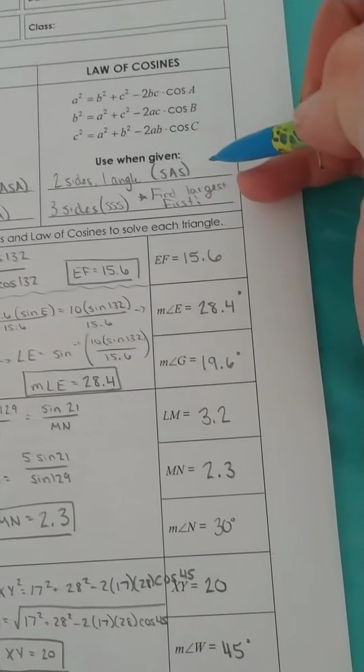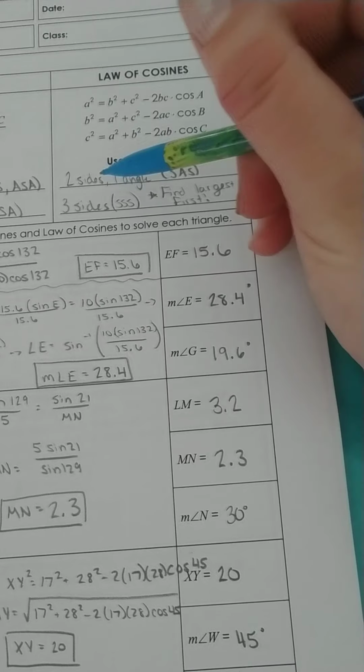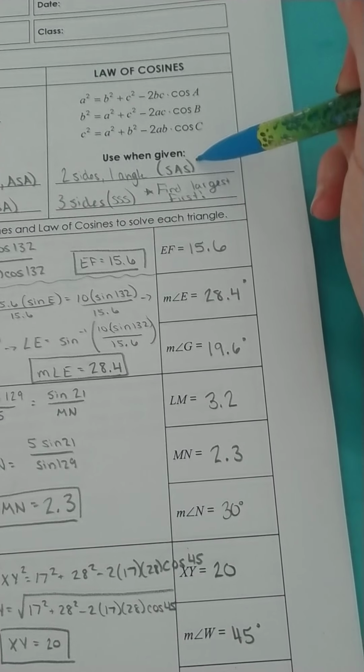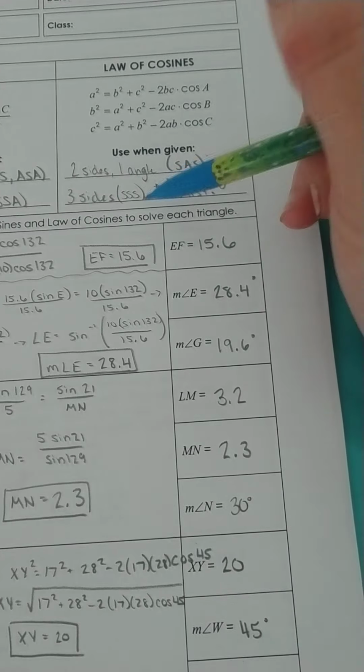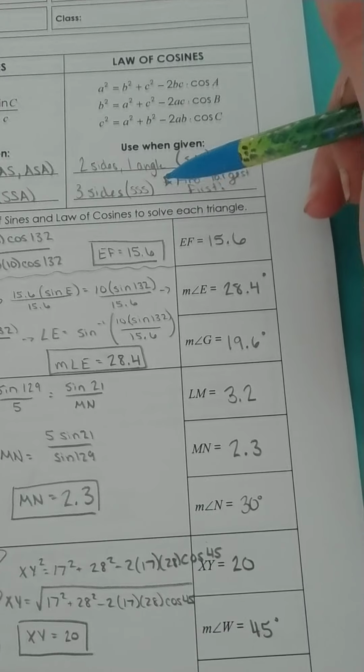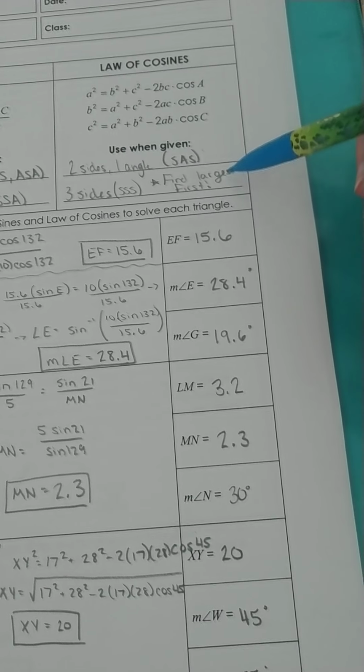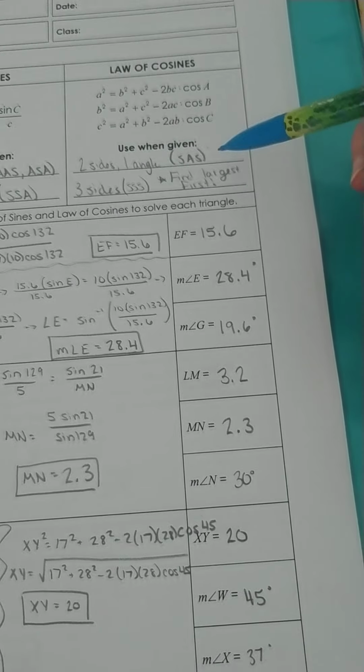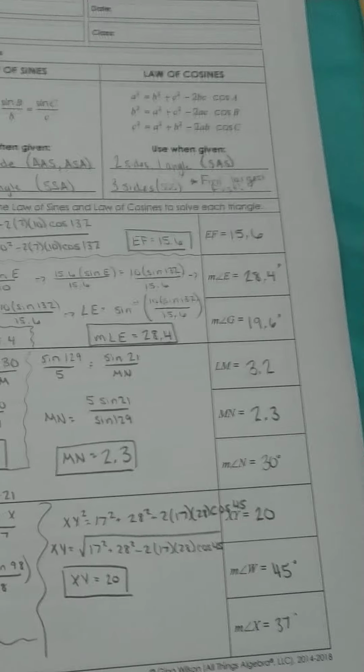For your law of cosines, however, this is when you're given two sides and the included angle, so SAS, or if you're given all three sides, SSS. If you are given all three sides, you find the largest angle first. Otherwise, you find completely separate angles, which is interesting in its own fact.